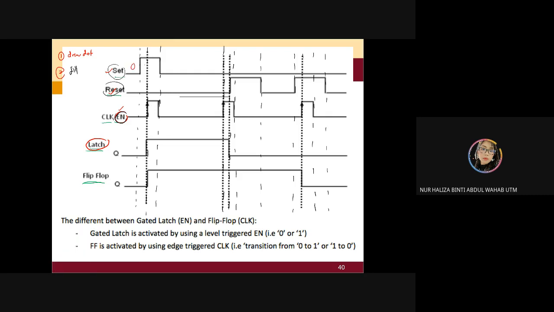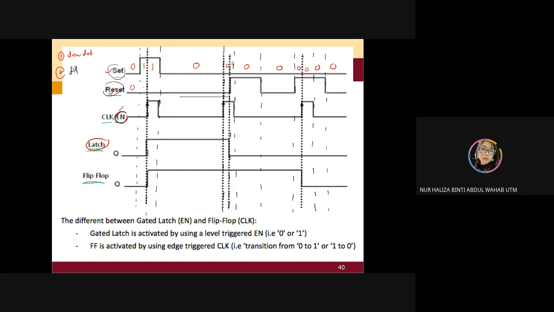Here 0, here is 1, here is 1. Every single dotted line in between, I'm going to fill in the value. 0, 0, 0, 0, 0, 0, 0, 0.